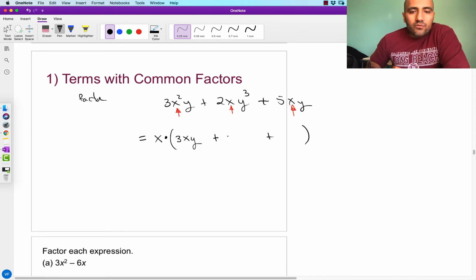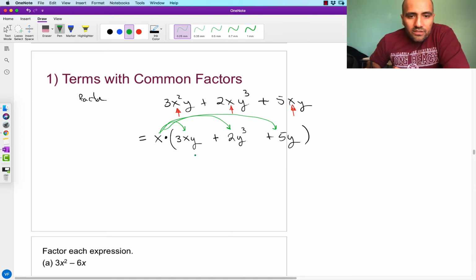x times 2y cubed gives you 2xy cubed. And finally, x times 5y gives you 5xy. So this is the reverse of distribution. If I distribute this x across each of these, I would get back to the original. But now we're not done yet. There's still one more variable that they all share in common, one more factor.